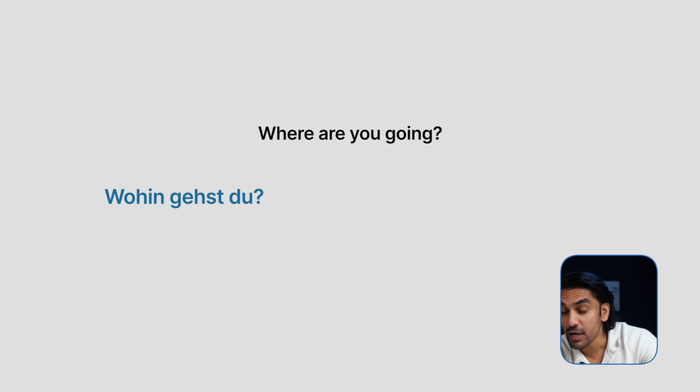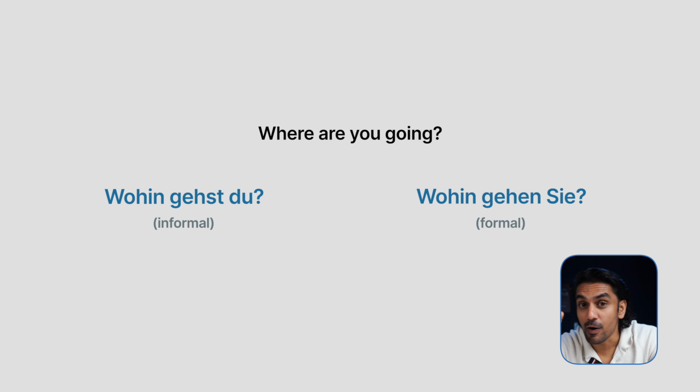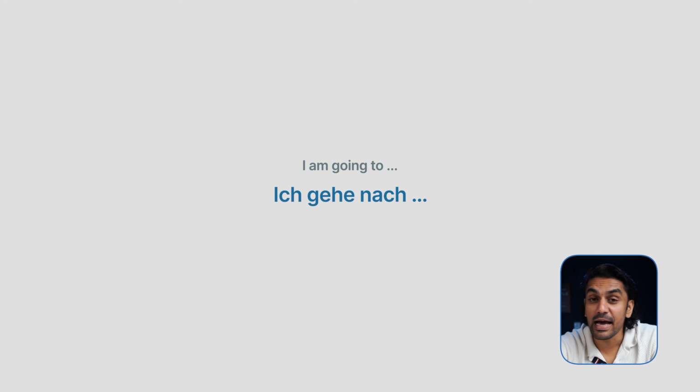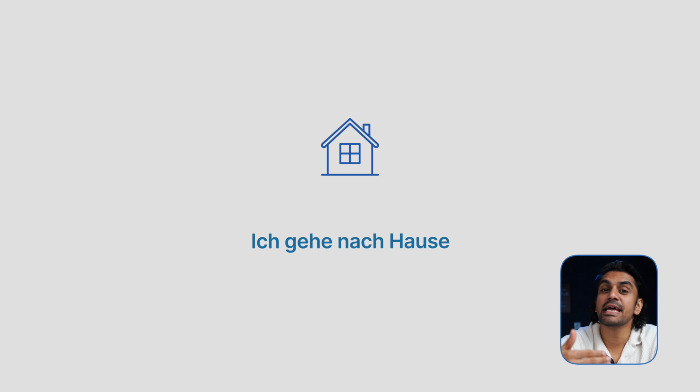Or take this one. "Wohin gehst du?" Where are you going? Informal one. Or "Wohin gehen Sie?" And the answer would be "Ich gehe nach." I am going to. For example, "Ich gehe nach Hause."